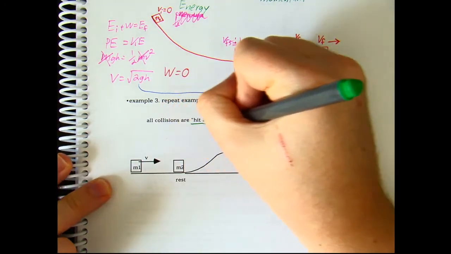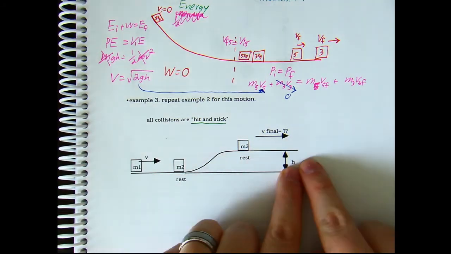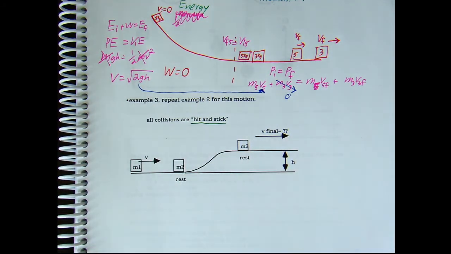There are hit and stick collisions. So then M1 and M2 are going to rise up here, stick to 3, and then keep going. We want to know what the final velocity of this whole conglomeration is. And the question is, how do we split up energy and momentum each step of the way?